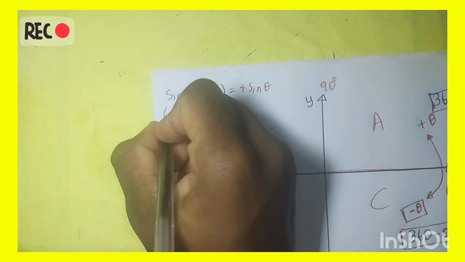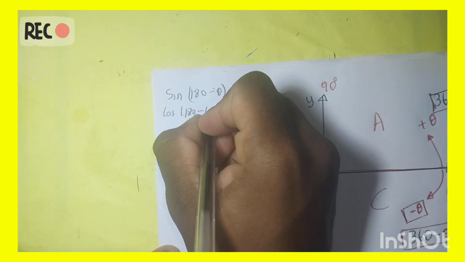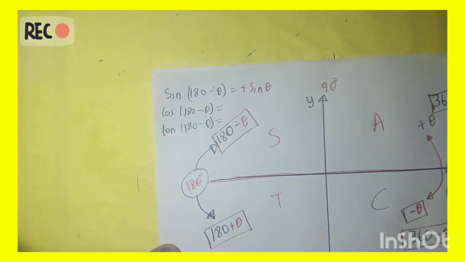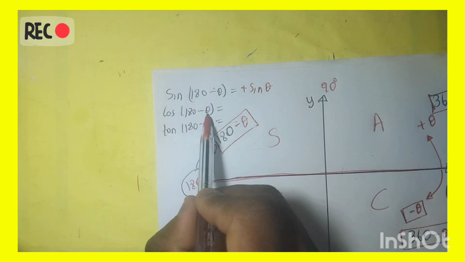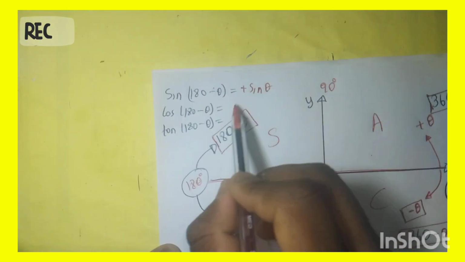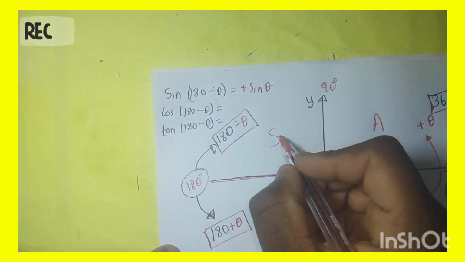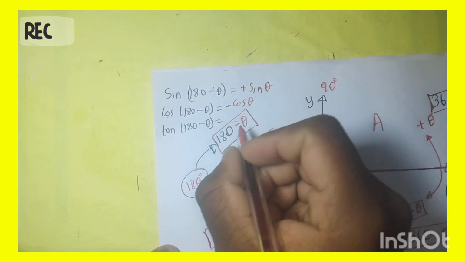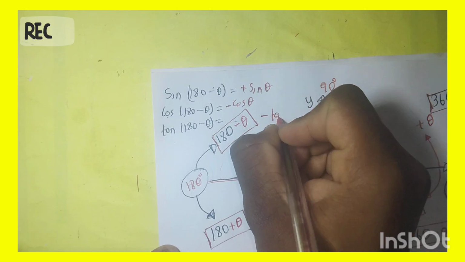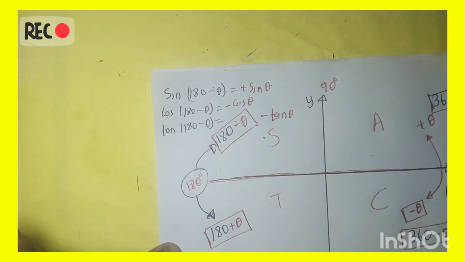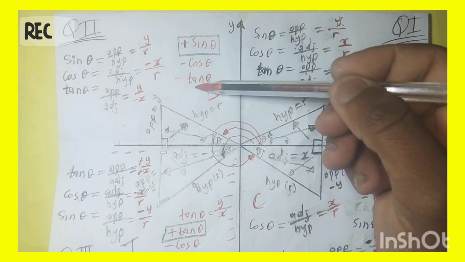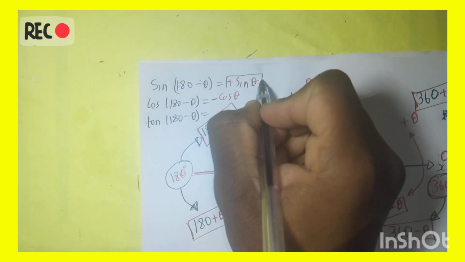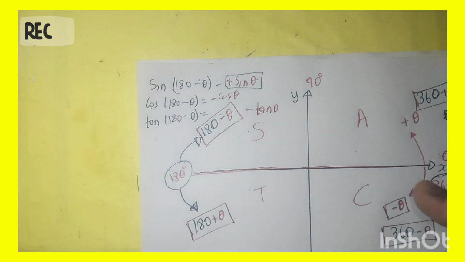But now if it was cos of 180 minus theta, and tan of 180 minus theta, this is what will happen. In this region, it's only sine which is positive, meaning cos will be negative there, and tan is also negative there. All of that, guys, we have already proven while we were doing that: it's only this one that will be positive, and those ones will be negative.